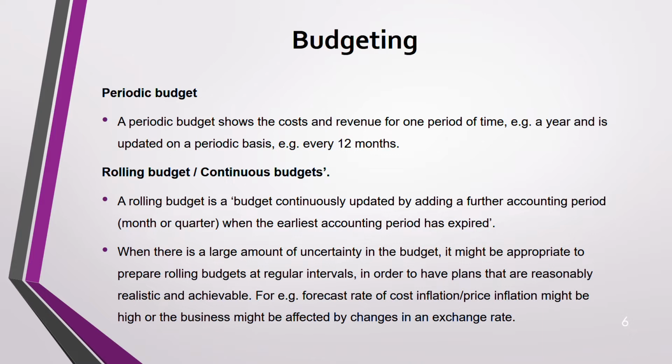When it's very unpredictable, what will be the price inflation, what would be the forecast rate of exchange, because the business will be affected by this exchange rate. You cannot wait 12 months to update your exchange rate. You cannot wait 12 months to update your prices because of the price inflation. You have to do a rolling budget for the next month or for the next quarter that you are adding.